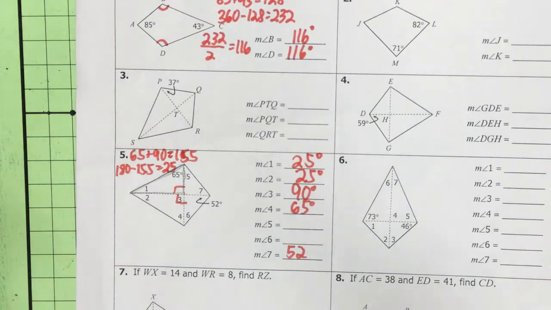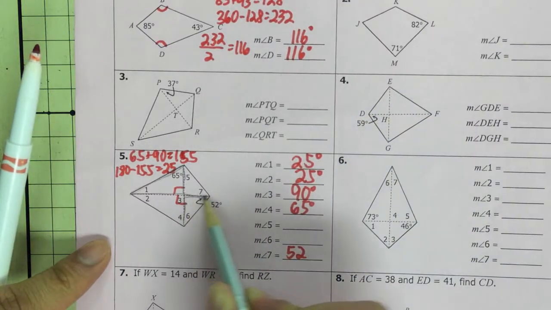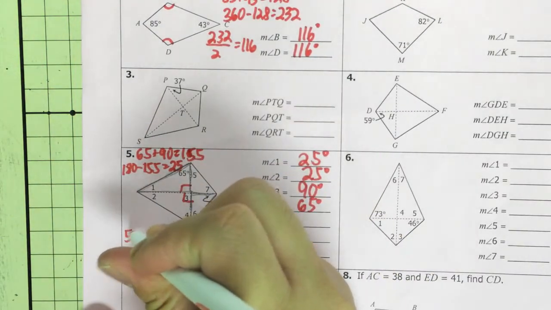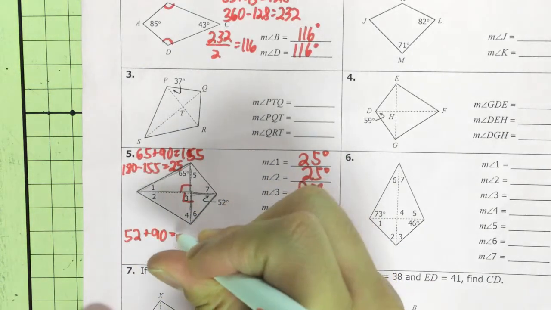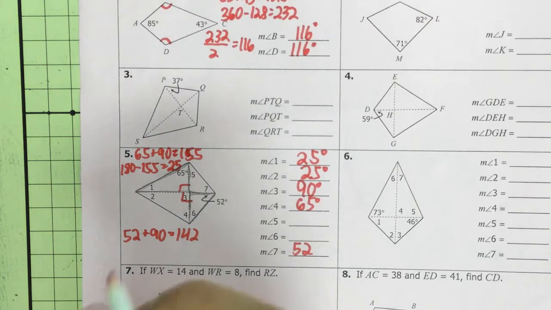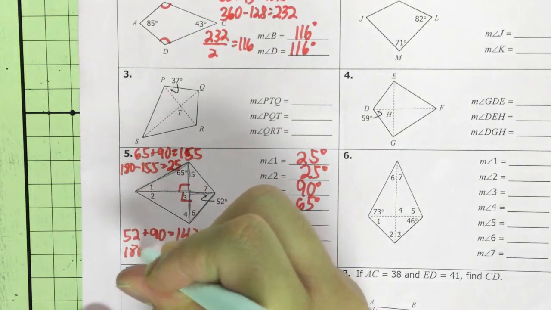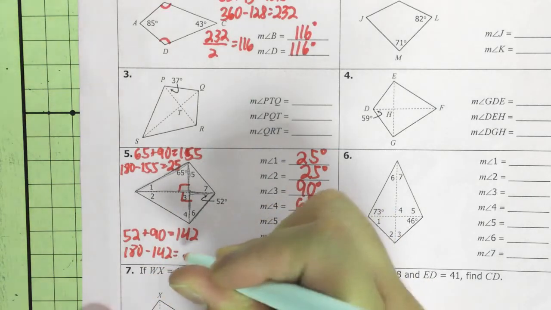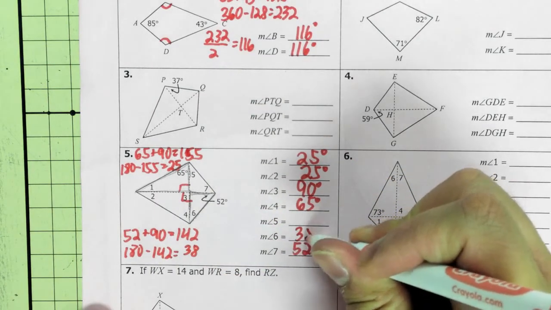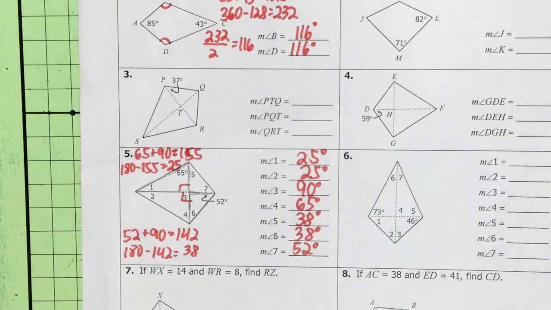Now let's do the same for 5 and 6. I'll move down here. We have 52 plus 90, which gets me 142. Subtract from 180, 180 minus 142 gets us 38 degrees, which makes angle 6, 38 degrees, and 6 and 5 are congruent, so 5 is 38 as well. There you have it.